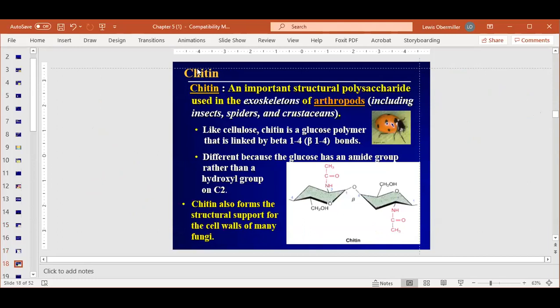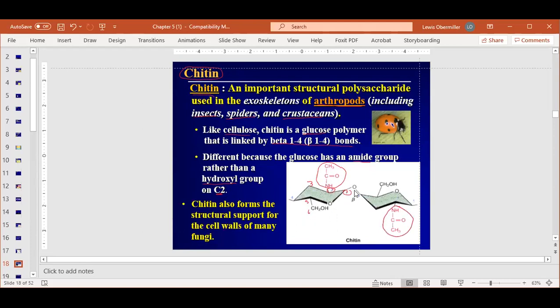So chitin is the next one. This is also structural, but it's used by insects. So arthropods, those are spiders, crustaceans, insects. They use chitin. So it's similar to cellulose. It's a glucose. It also has beta 1,4 bonds. The difference is that there's an amide group rather than the hydroxyl group on the second carbon, which is shown here. So remember 1, 2, 3, 4, 5, 6 carbon. So it's on the number 2 carbon.